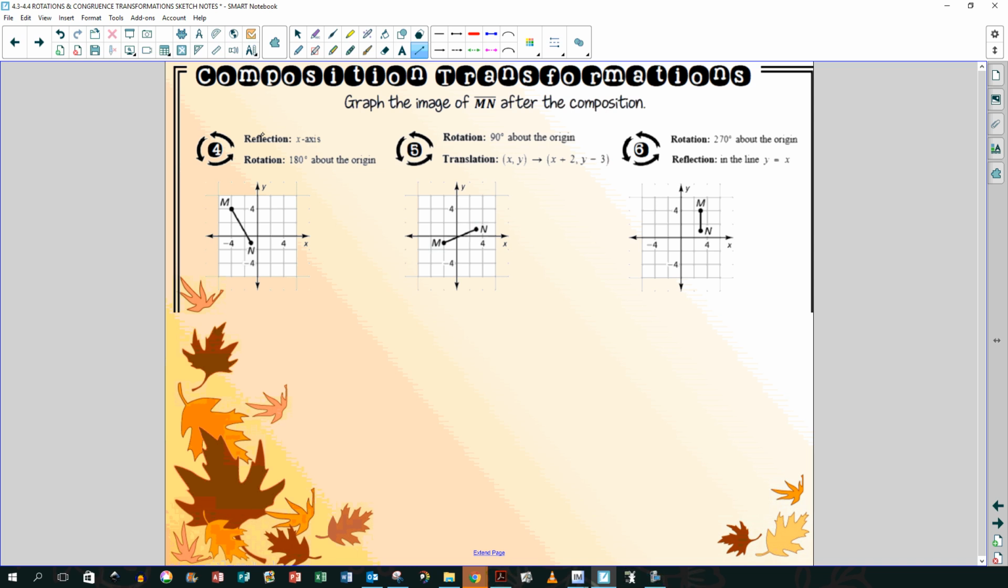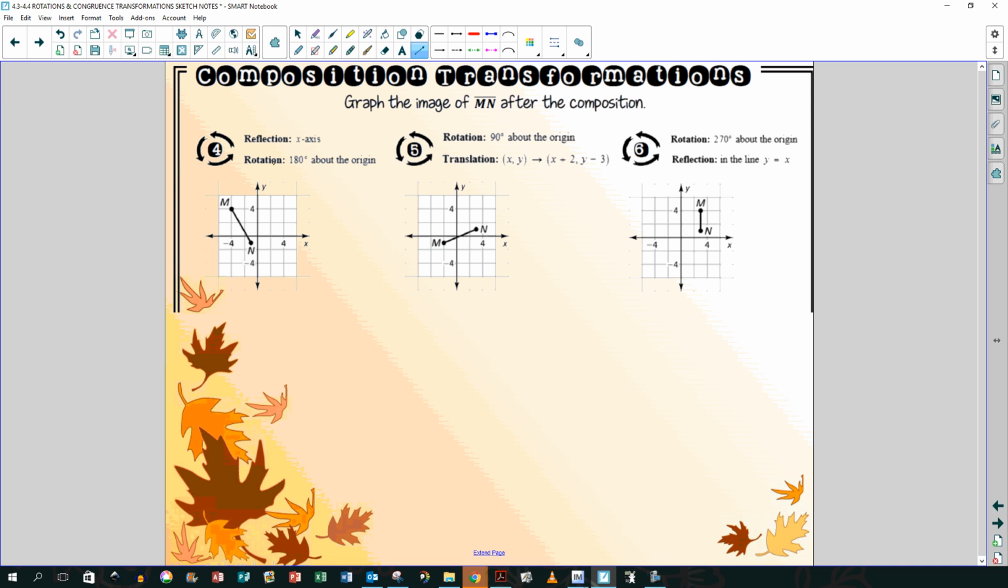All right, so this time it's called a composition transformation, which means you're going to transform more than just one thing. Like we did translations, then we just did reflections, and now we just learned rotations. So what happens if I want you to do two things? What if I want you to reflect? Then I want you to turn it. So flip over the x-axis, then rotate.